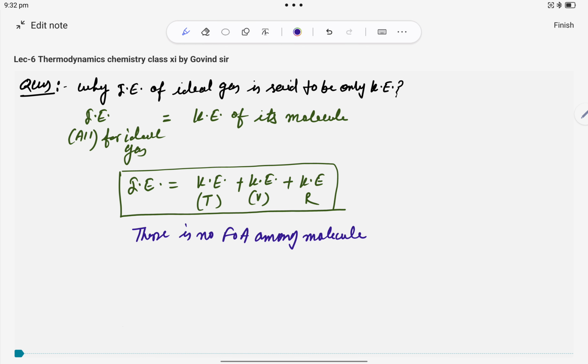Remember, in the kinetic molecular theory of gases, it said that there is no force of attraction among the ideal gas molecules. If no force of attraction, then no potential energy. So internal energy is said to be only kinetic energy. Okay, so this is the explanation about the internal energy.